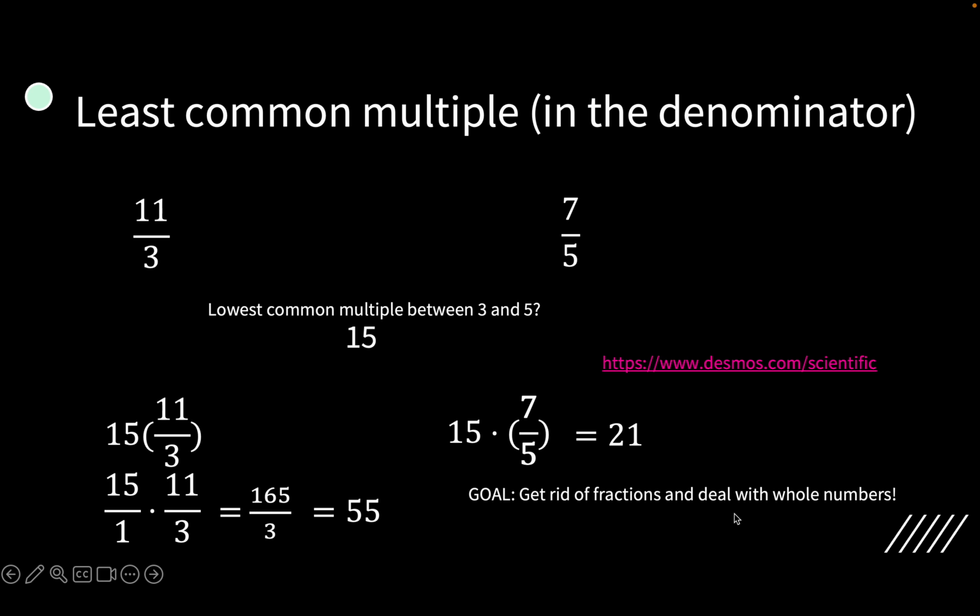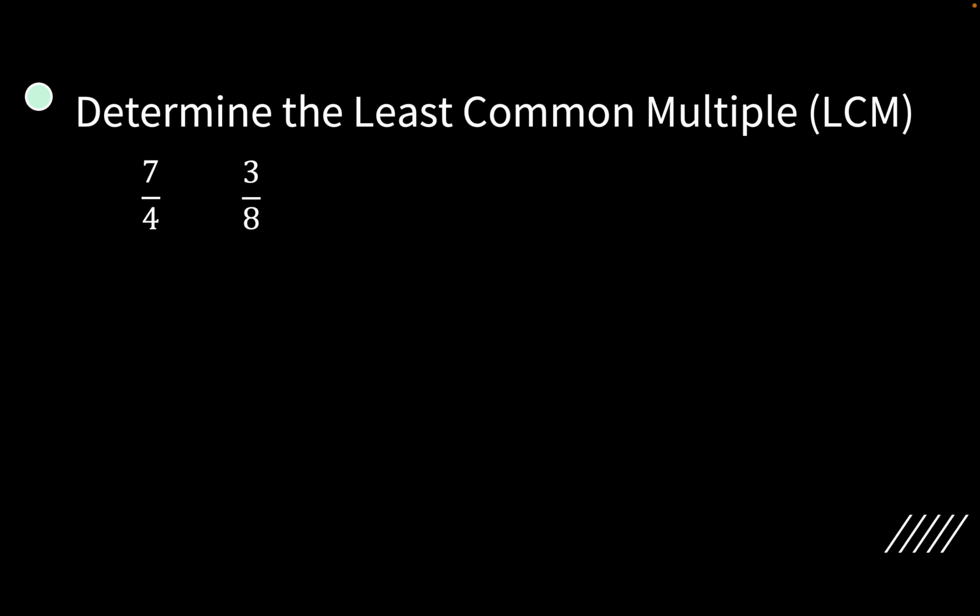The goal is to get rid of fractions when we're trying to solve them so we can deal with the whole numbers. Let's do an exercise. Determine the least common multiple between 4 and 8. Those are my numbers in the denominator. That would be 8. If you notice, I can multiply 4 by 2 and I get 8. Therefore, the common multiple, 8 times 1 would be 8. Our common multiple between them would be 8.